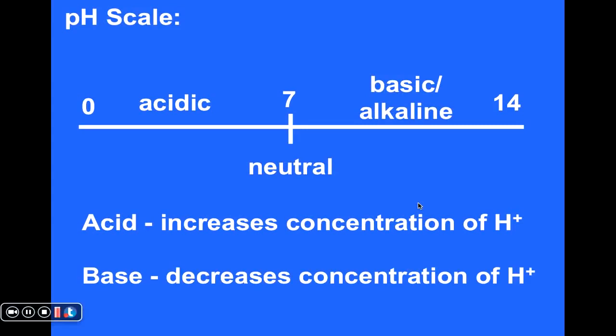What are acids? Well, acids are anything that tends to increase the concentration of protons. Bases are anything that tends to decrease the concentration of protons. Just keep in mind, and this is often a source of confusion for many people, that the lower the pH number, the more acidic something is, and the higher the concentration of protons. Something that's alkaline has a higher pH number, and actually a lower concentration of protons.